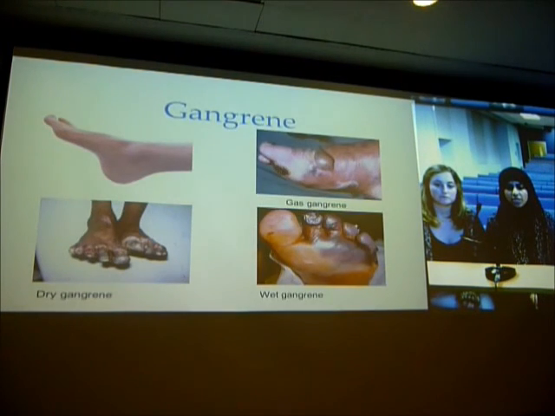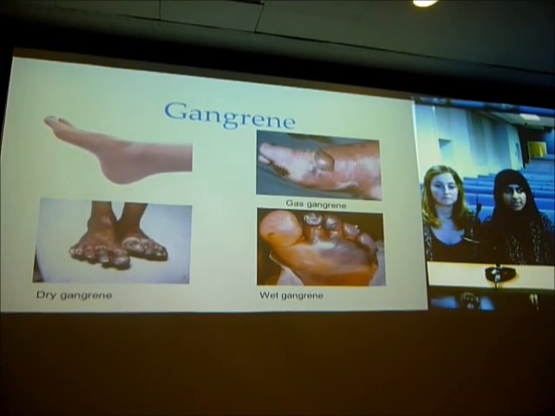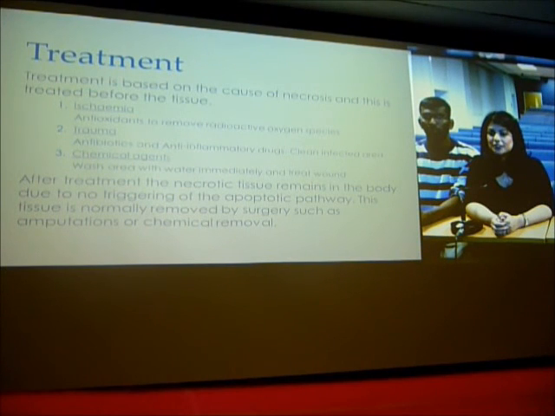Treatment includes urgent surgical removal of the affected tissue. The images above show various types of gangrene which have affected the body. Treatment is based on the etiology and therefore treated accordingly. Treatment examples include antioxidants to remove reactive oxygen species from hypoxia, antibiotics, and anti-inflammatory drugs for wounds.